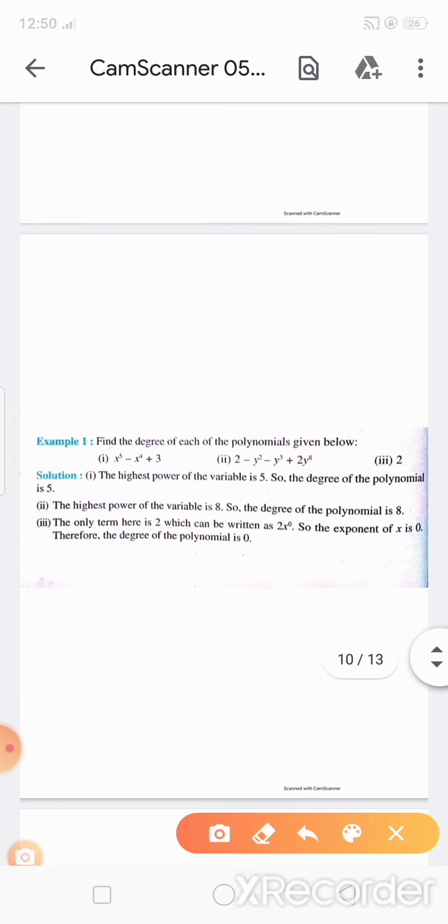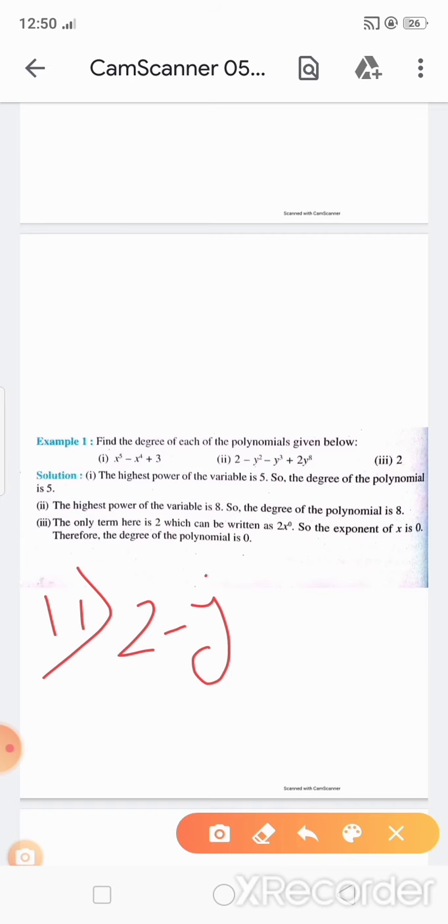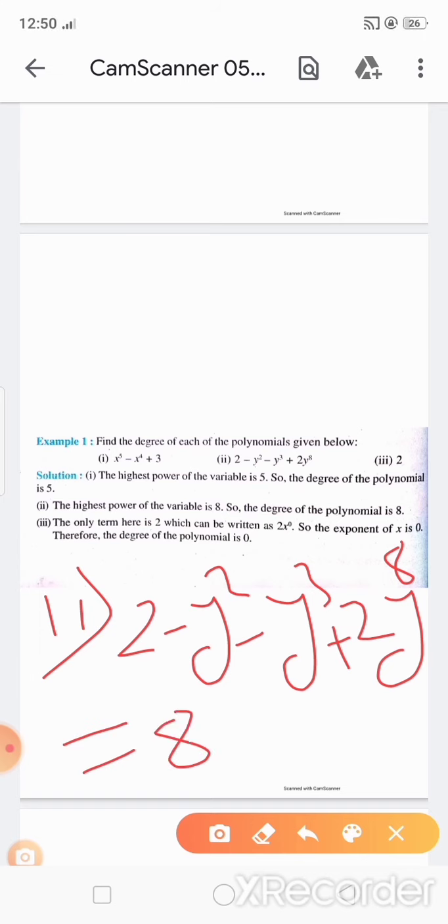Second, the polynomial is 2 minus y square minus y cube plus 2y raised to 8. In this polynomial, the variable is y and the highest degree of y is 8. So the polynomial has degree 8.